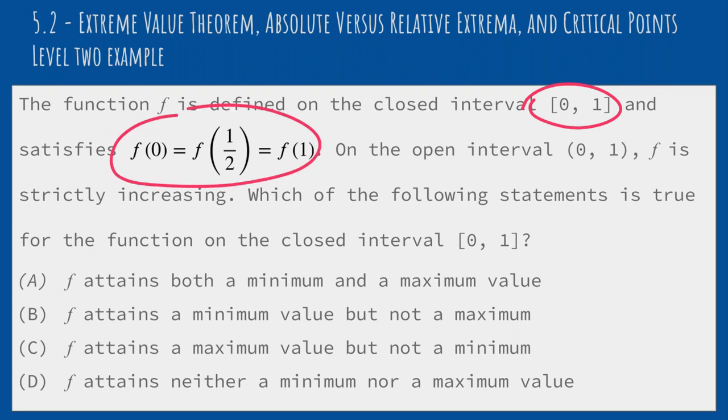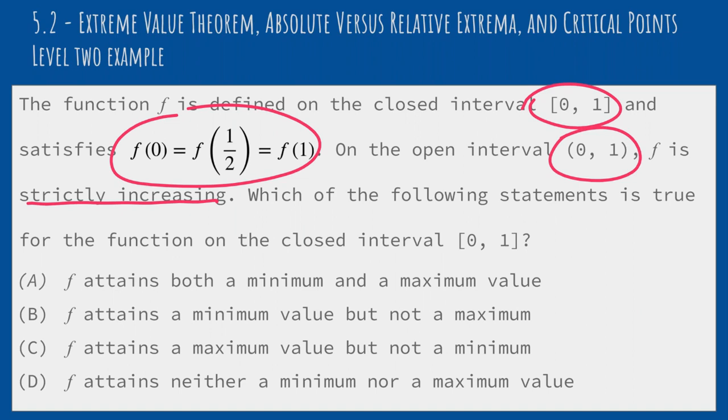So the two endpoints are going to have the same value as each other, and it's going to have the same value as the function at 1/2. And then the last one is that on the open interval from 0 to 1, f is strictly increasing. So what that means is for any x value to the right, the value of the function is going to be greater than any x value to the left. So if we pick two x values, the x value on the right is going to have a greater function value than the x value on the left.